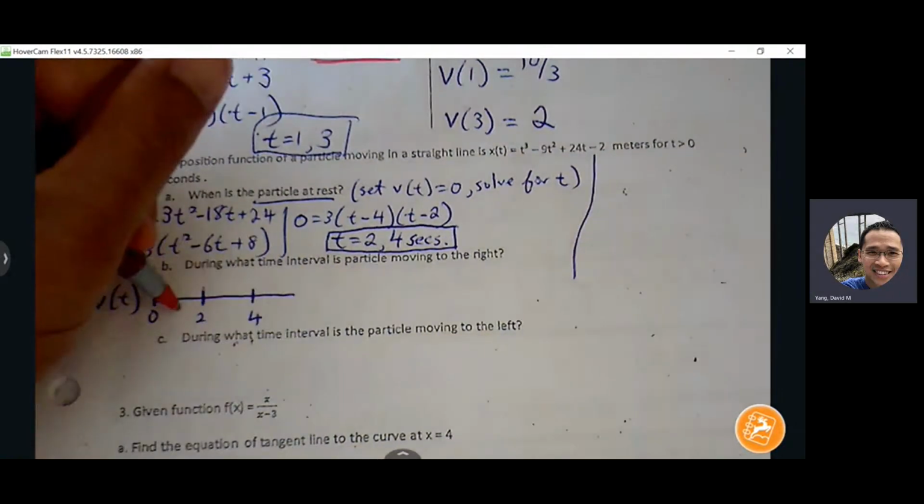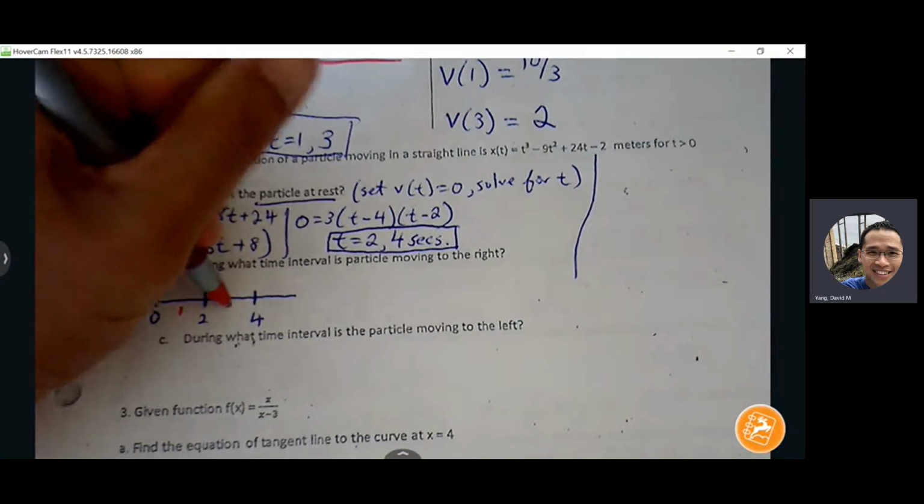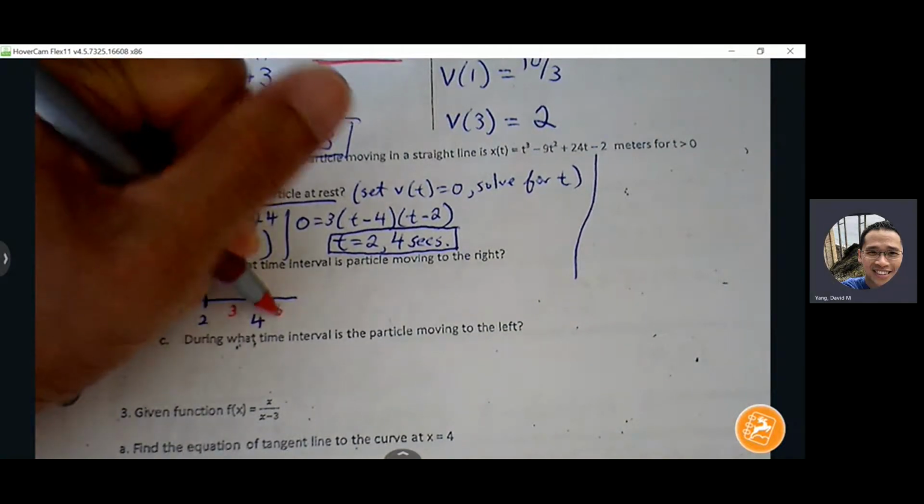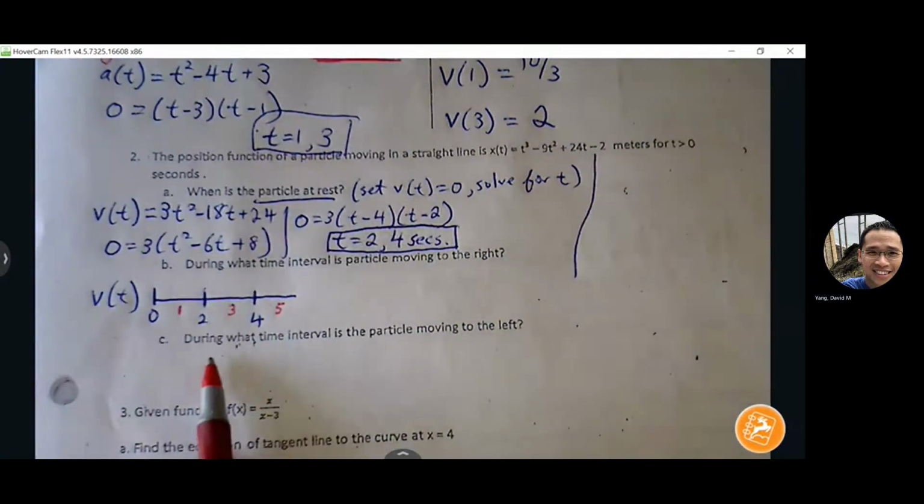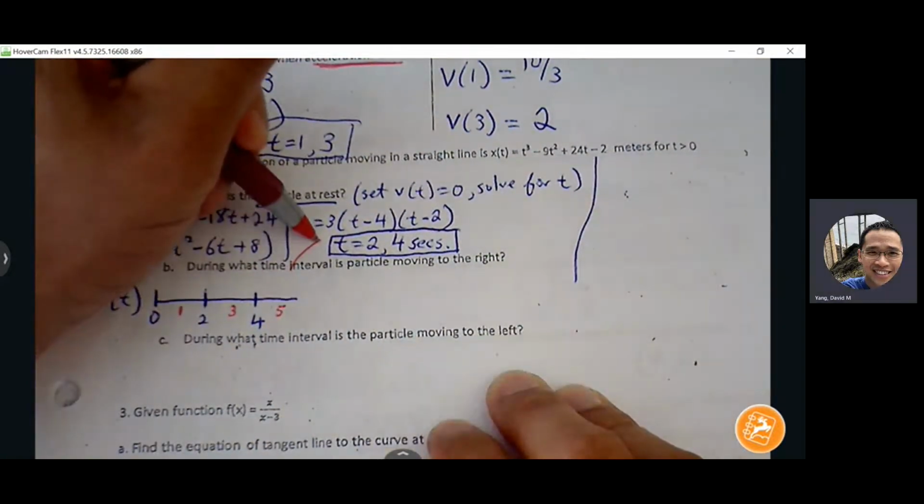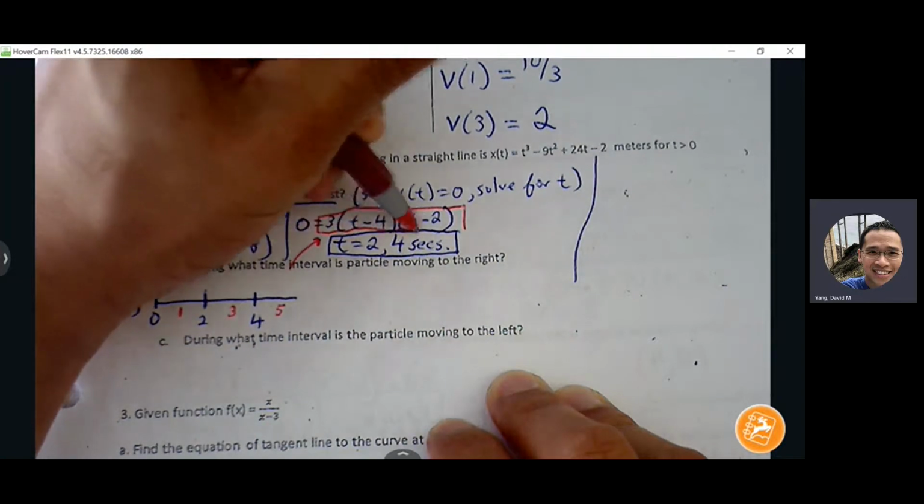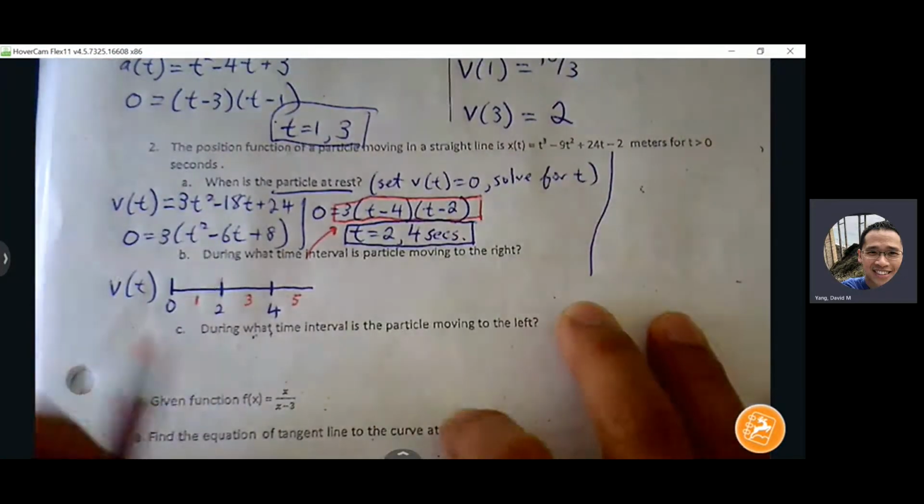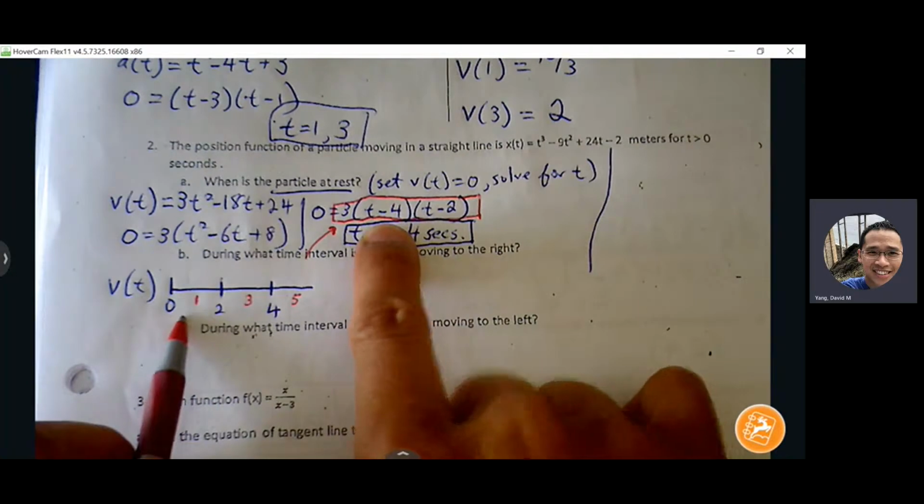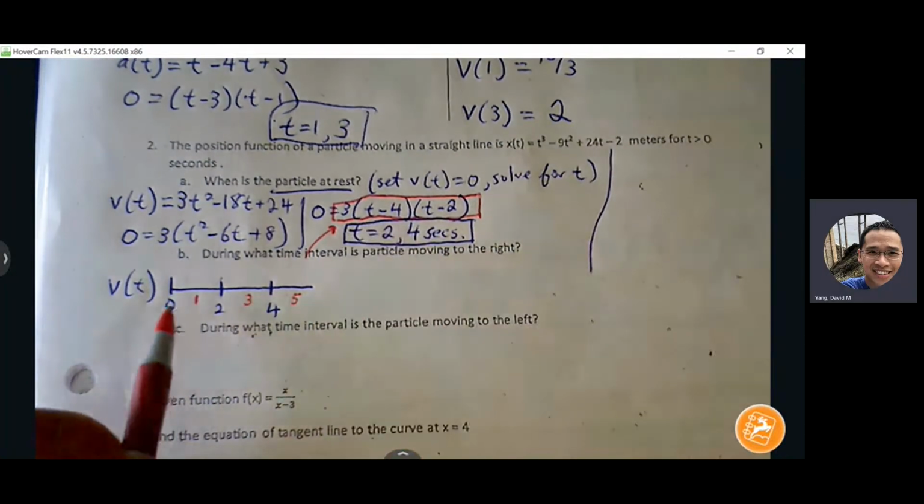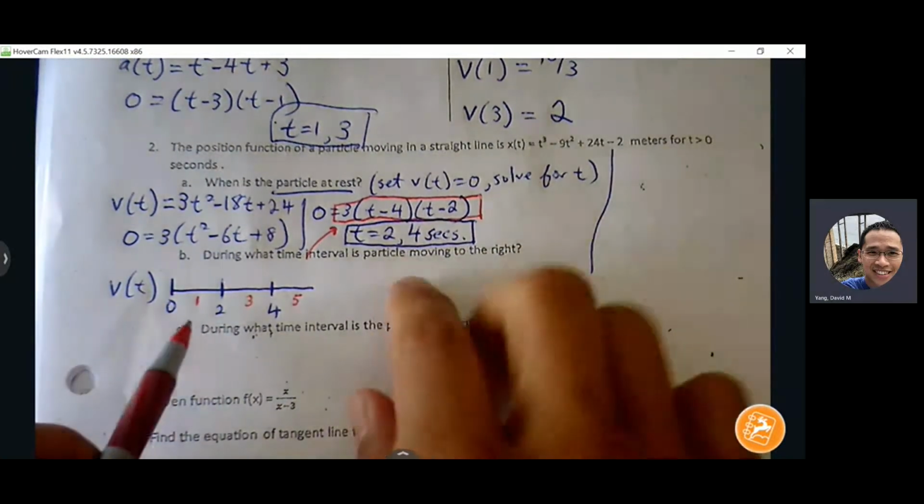Yeah, find numbers in between. So I choose 1, 3, and 5. Insert into your factored form. That's the easiest one to gather the information that you want. We don't care about the 3. That 3 is not going to impact your sign, just the parentheses.